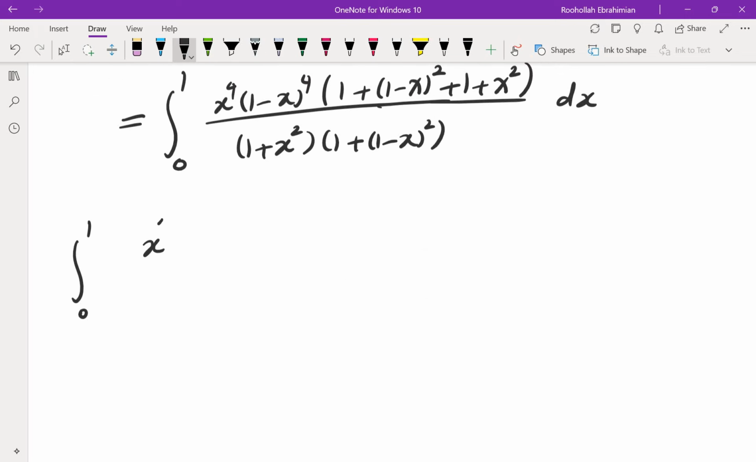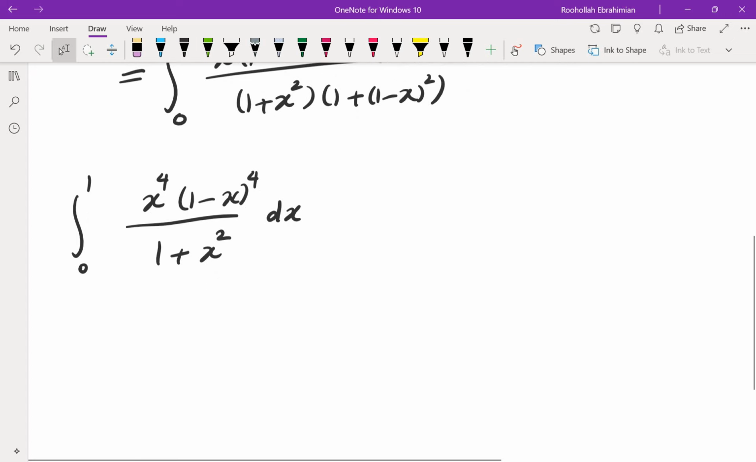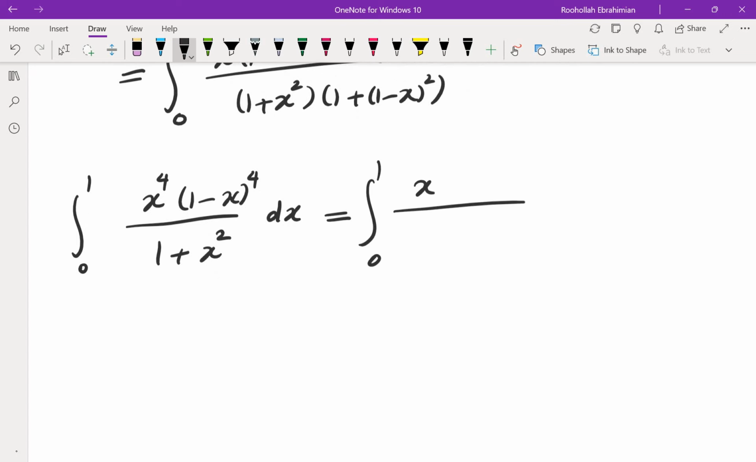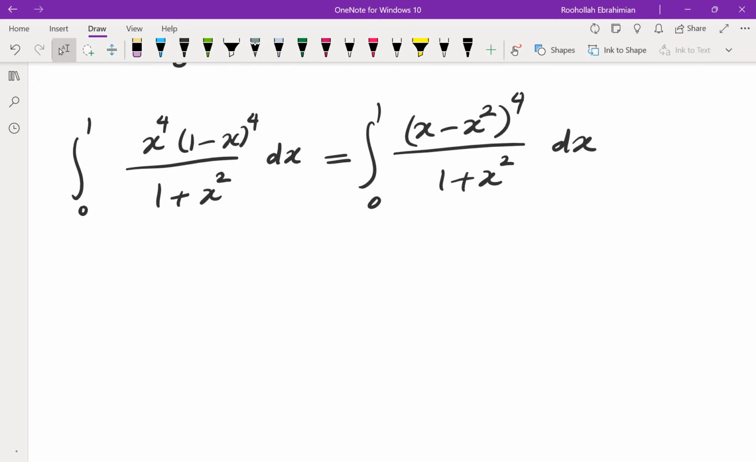So let me go back and rewrite the given integral. What I thought at this point was, let's multiply the x to the fourth and (1 minus x) to the fourth. We get (x minus x squared) to the fourth over 1 plus x squared dx. Okay, so this is a rational function. The usual way of evaluating integrals of rational functions is to use partial fractions.